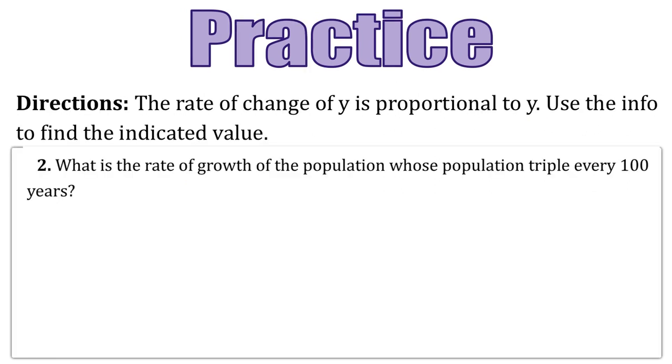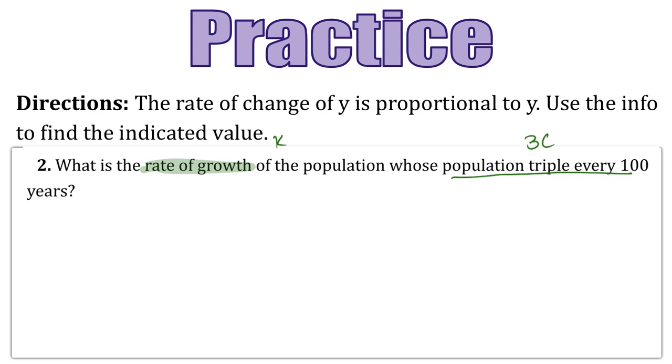All right, here we go. What is the rate of growth? Rate of growth is referring to k. So our ultimate goal in this problem is going to be to find k of a population whose population triples, 3 times that population, every 100 years.